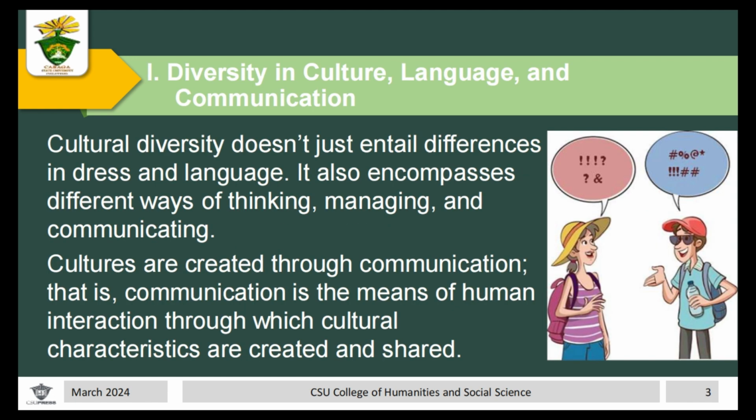So first, let us know what cultural diversity is. Cultural diversity doesn't just entail differences in dress and language, it also encompasses different ways of thinking, managing, and communicating. Cultures are created through communication, that is, communication is the means of human interaction through which cultural characteristics are created and shared.